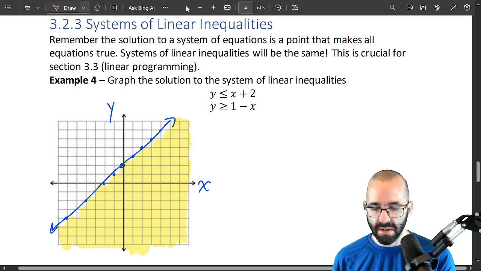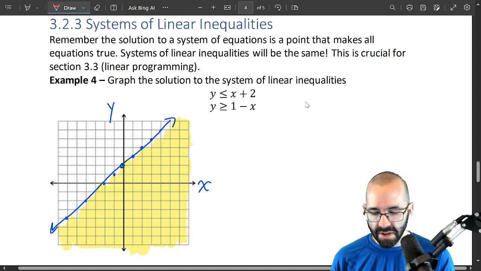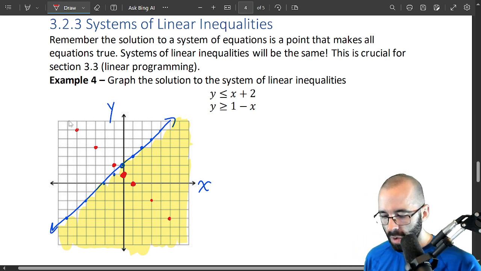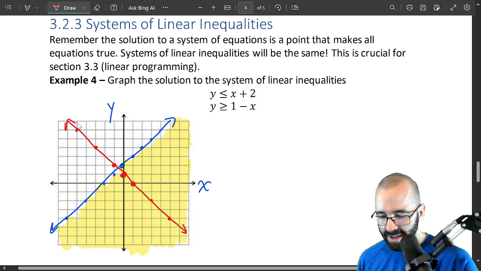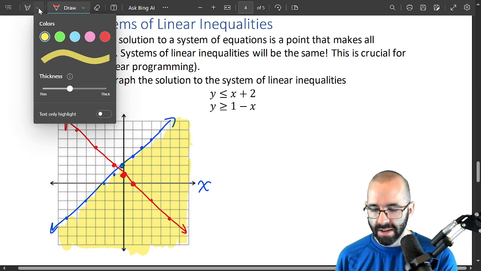And now we graph the second one. I'll graph it in red. Y is greater than or equal to 1 minus x. So this is an intercept of 1 and a slope of negative 1. So it's going to be all these points. It's also greater than or equal to, so we'll graph it with a solid line. Look how bad I am at straight lines. And then we want everything above this red line.